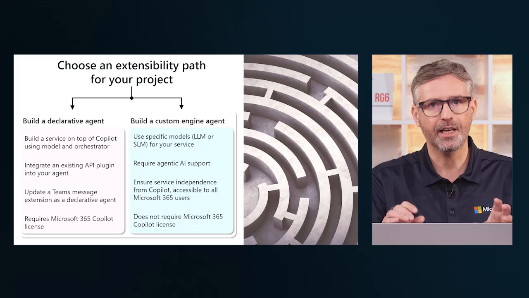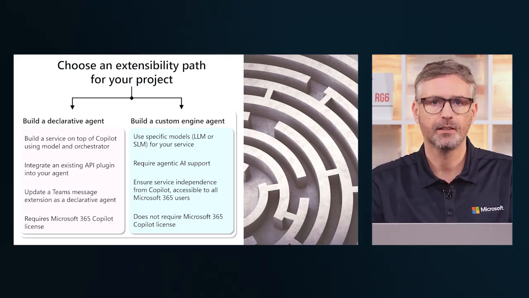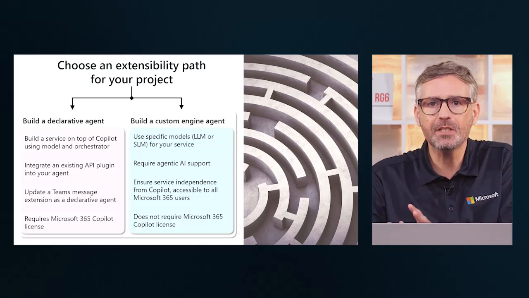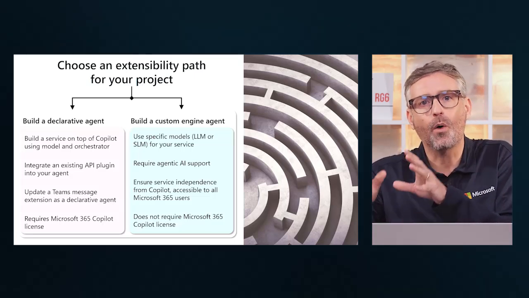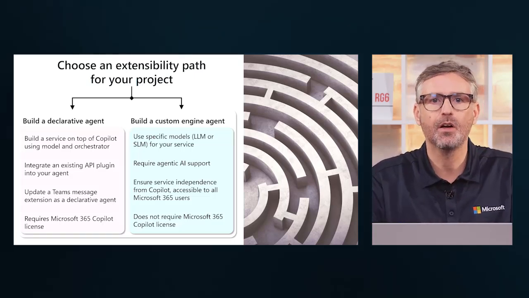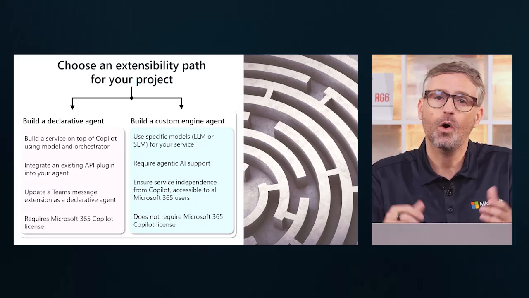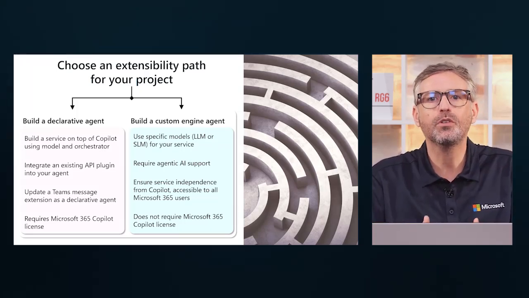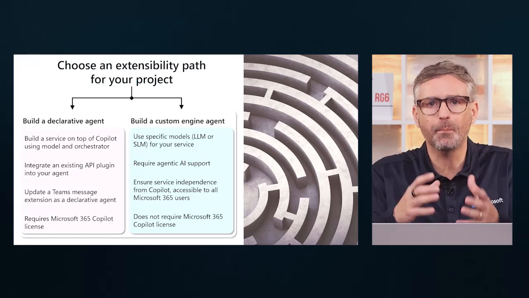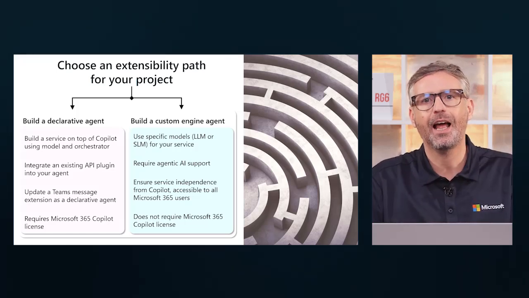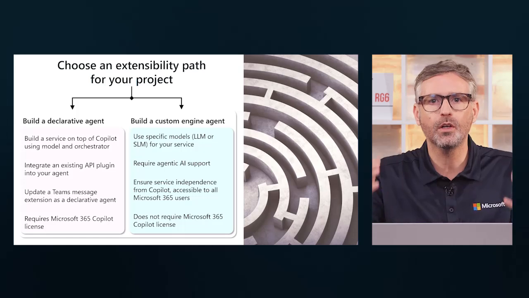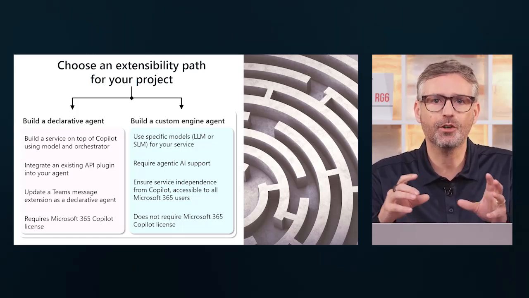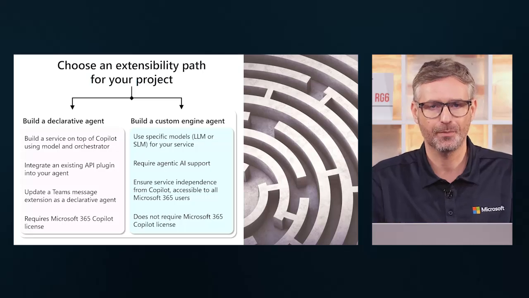Another option is to build a custom agent. Pick this path if any of the following apply. You want to use specific models, either LLMs, large language models, or small language models, SLMs, for your service. Or you need agentic AI support. Or you want your service to be independent from Microsoft 365 Copilot and also accessible to all Microsoft 365 users, regardless of their Copilot licensing status.